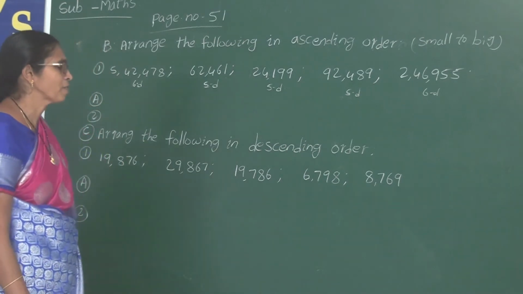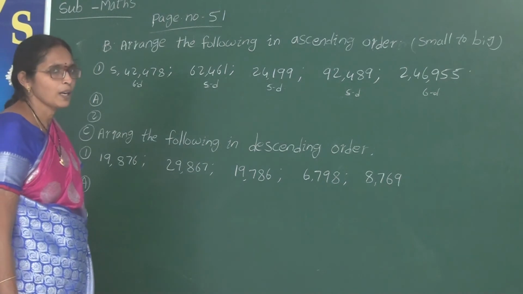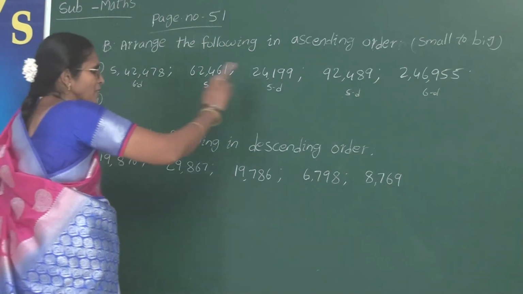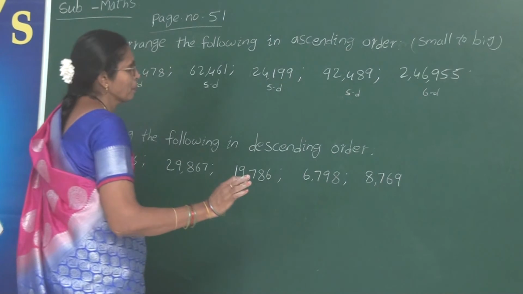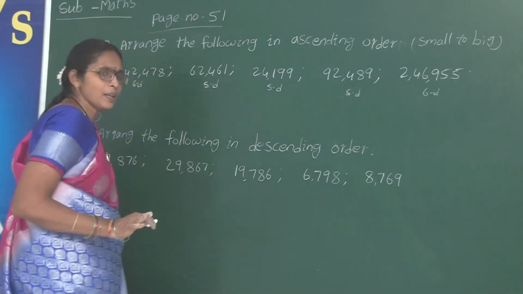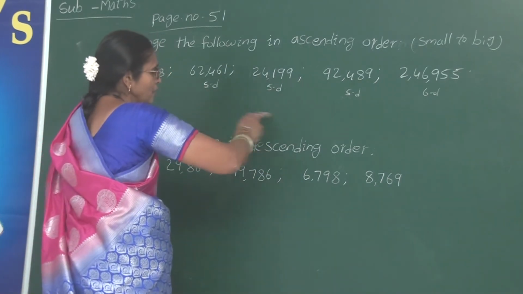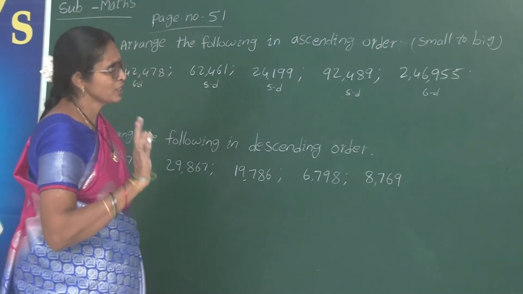First of all, counting of digits is very important. After that, we want to find out the smallest one. So here, 6-digit is the greatest. Leave it for some time. The 5-digit numbers are the smallest. So here, how many 5-digit numbers are there? 3 numbers: 1, 2, 3. In these 3, find which is the smallest.